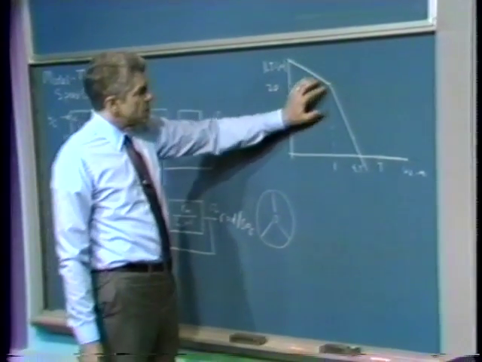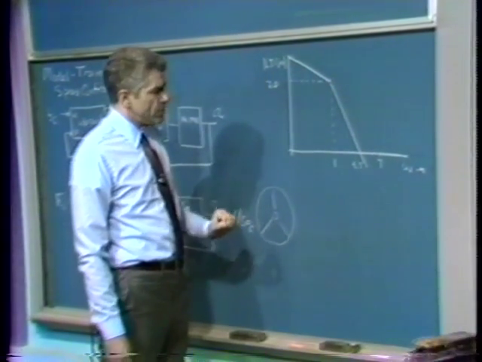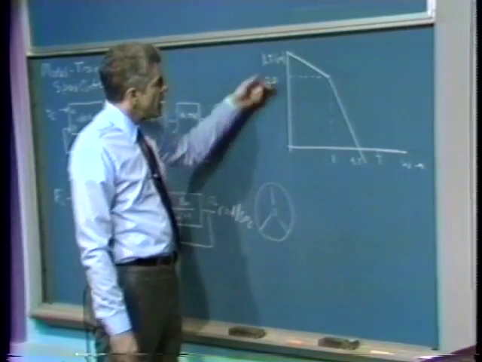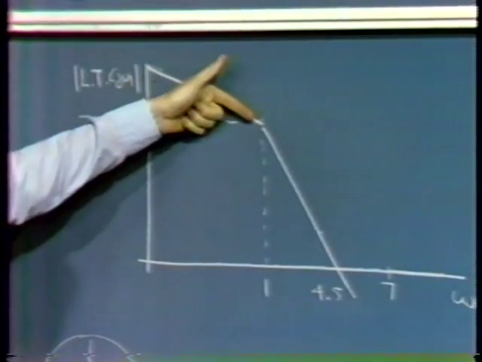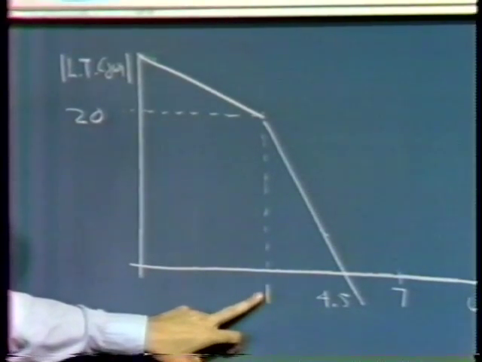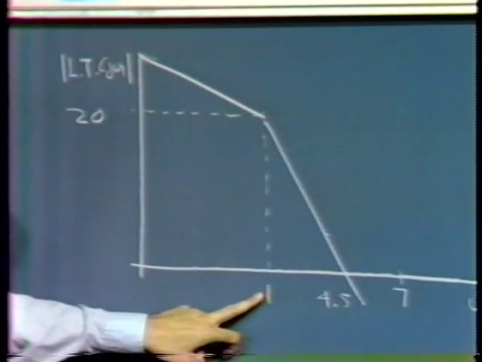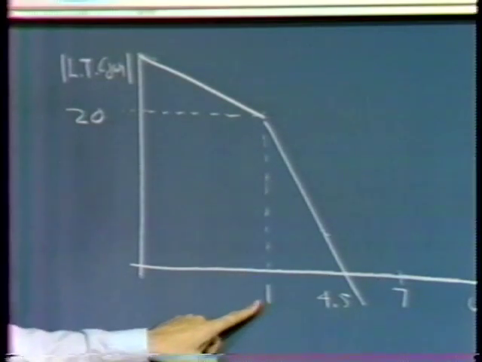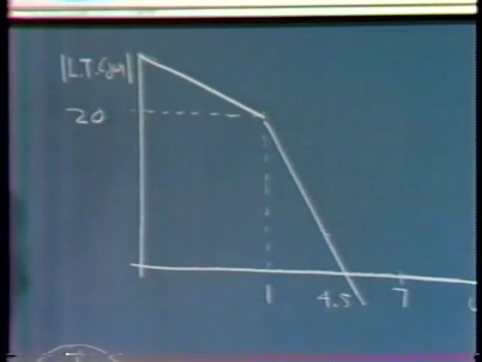If we make a loop transmission plot of that system, at low frequencies, this is the usual Bode plot, the magnitude of the loop transmission versus frequency. At low frequencies, we're going as 20 over S. The mechanical time constant for the type of motor that's used in that engine is about 1 radian per second.